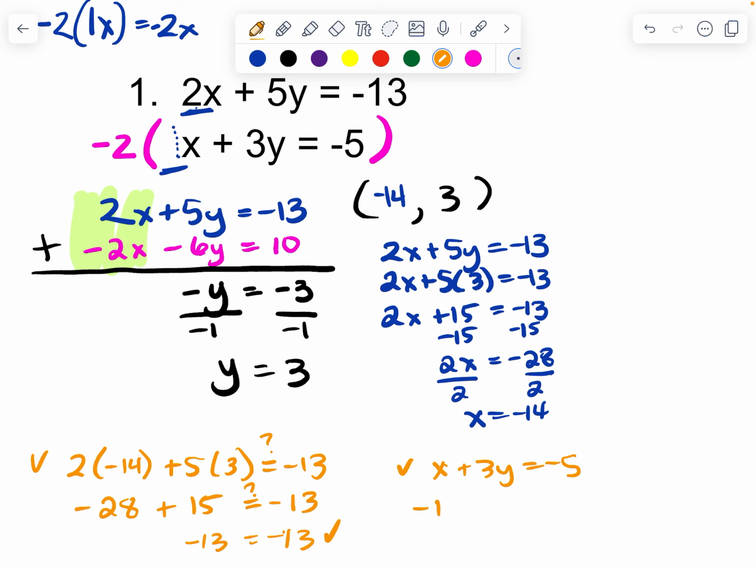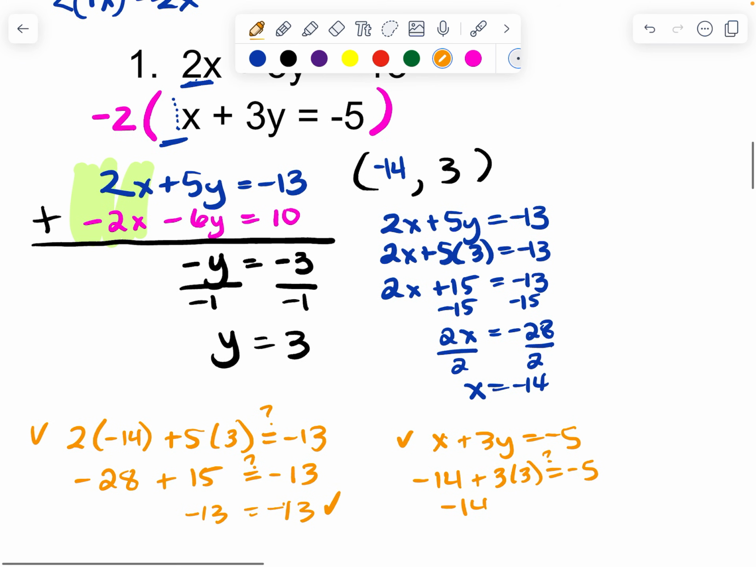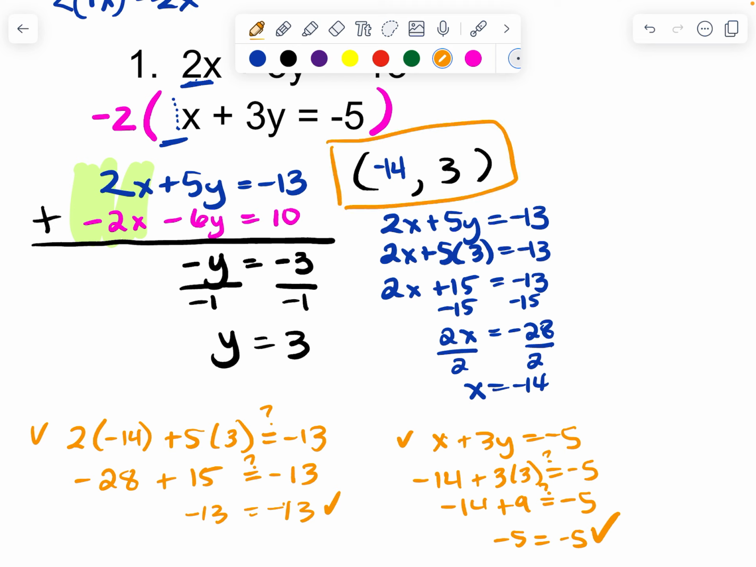So negative 14 plus 3 times 3, does that equal negative 5? So negative 14 plus 9, does that equal negative 5? It does equal negative 5, so I have the correct answer. So this right here is my answer.